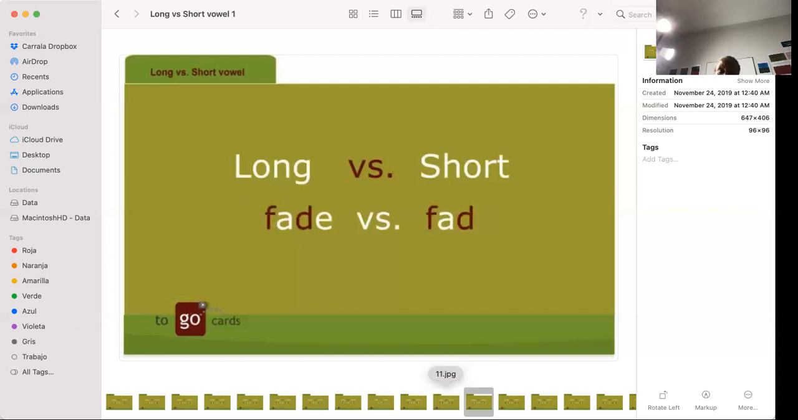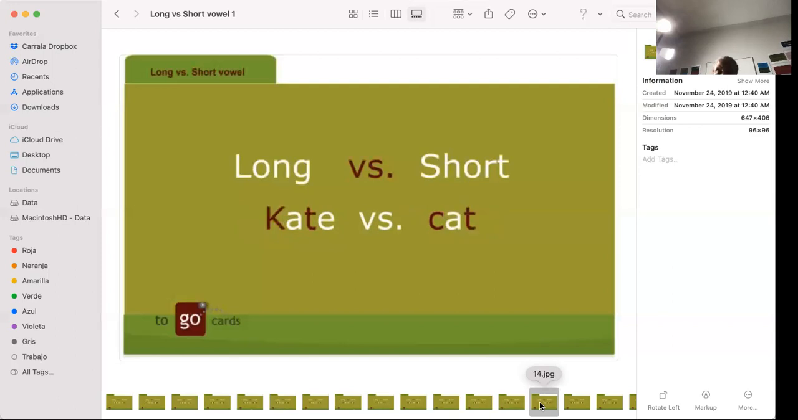Fade, important words. Fade, fad, grade. Grade is important. Grad, that means you're a graduate. Either you're a graduate from high school, or you're a graduate from college, and once you finish, you get your bachelor's degree from university, you go to graduate school, so you're a grad in graduate school.